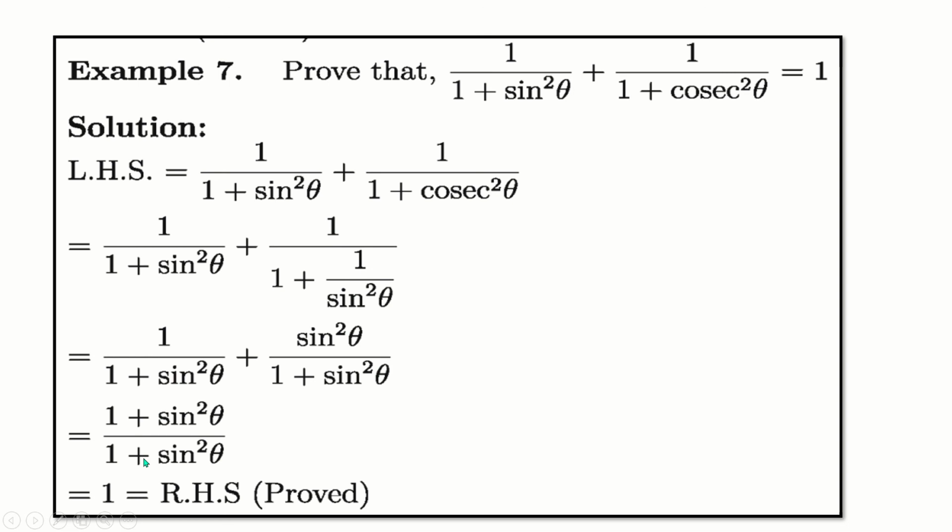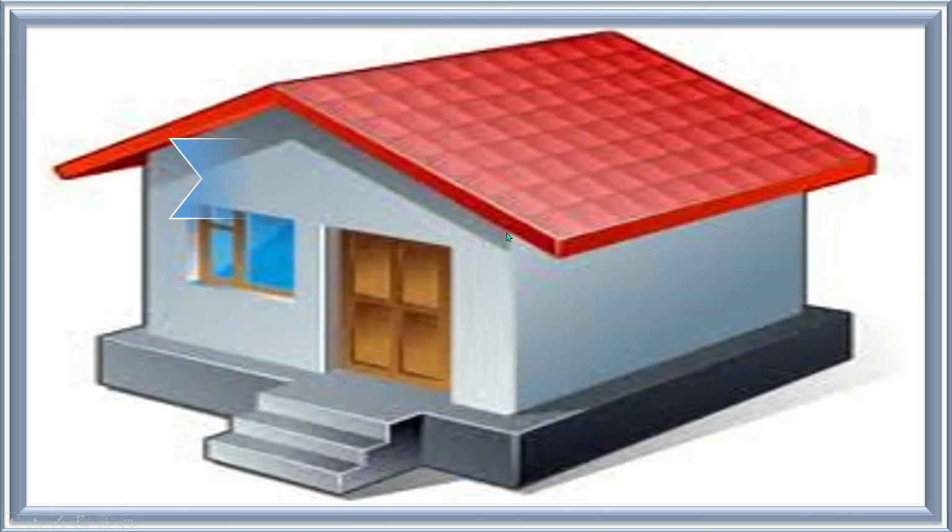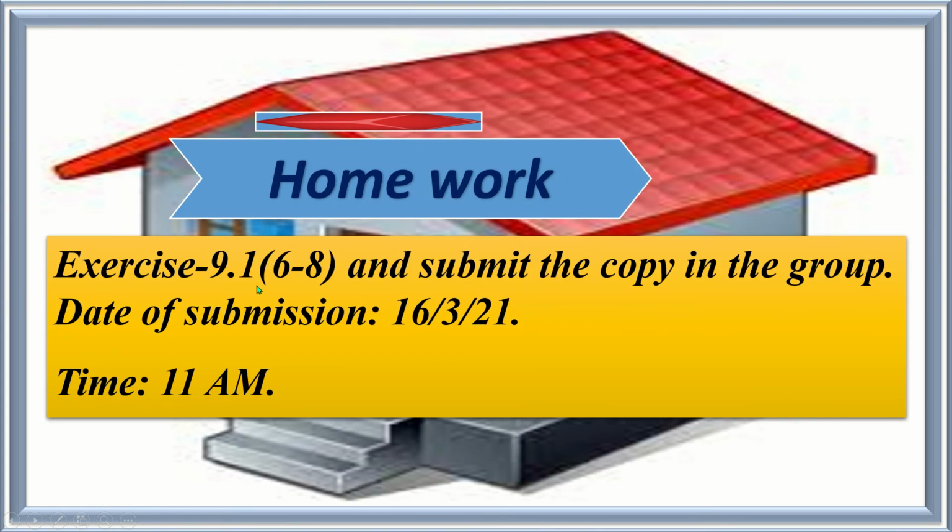So 1 plus sin square theta divided by 1 plus sin square theta is equal to 1. This is equal to the right hand side. Proof is complete. So using this example, you can easily solve 6 up to 8 in your book, exercise 9.1, and everybody will solve and submit the copy in the group.